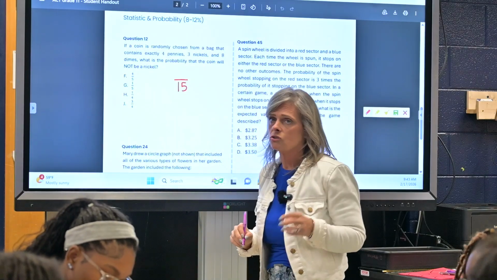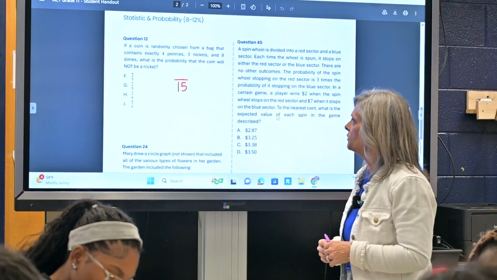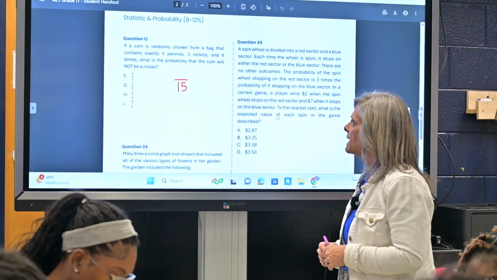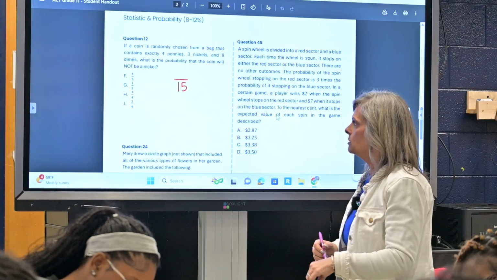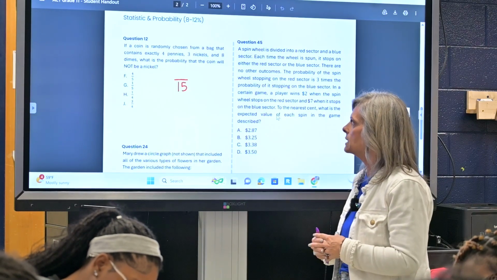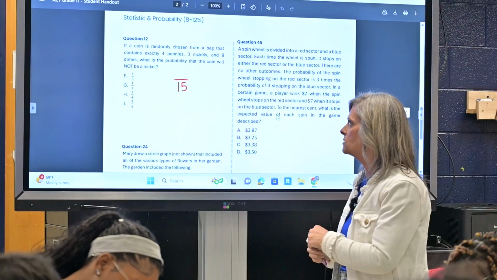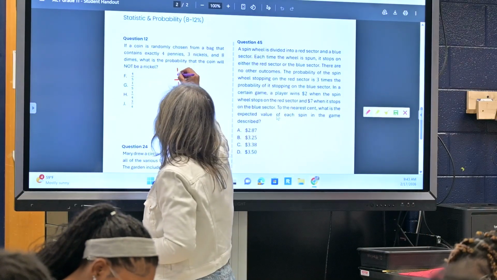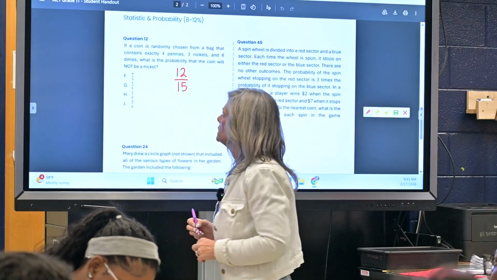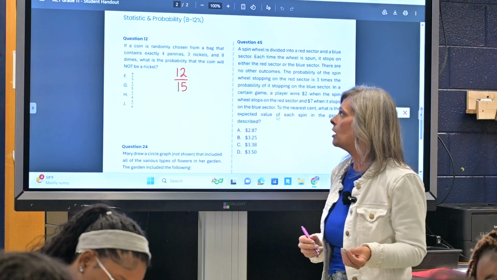The bottom number is always the total, okay? So we'll have 15 on the bottom. And then it says, is not a nickel. So we'll add up all of the other things besides nickel. So the pennies and the dimes, so that's 12. So my probability that I'm gonna not pick a nickel is 12 out of 15.